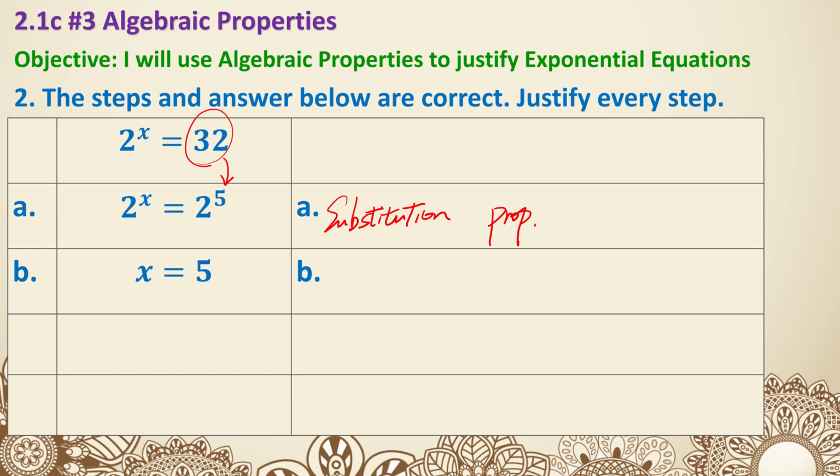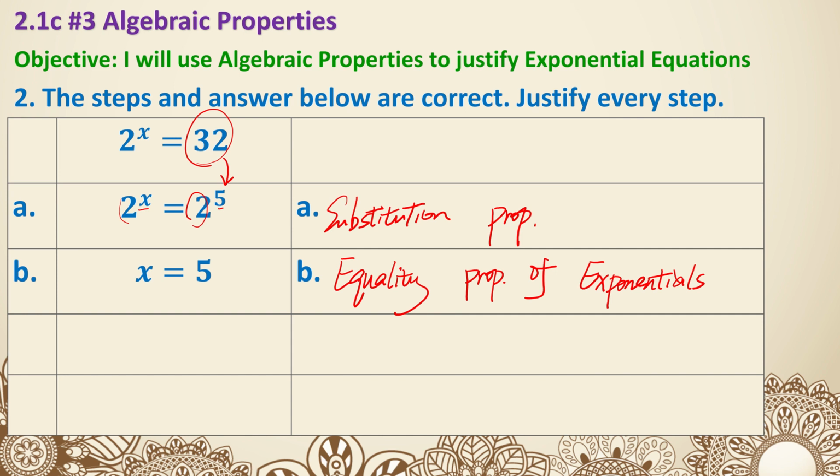Okay. B, x equals 5. Well, now you see the bases are the same, and we just conclude that the exponents are the same. There is a specific property for that. So it's equality property of exponentials. There you go. So that's very specific, and it's a very quick thing.